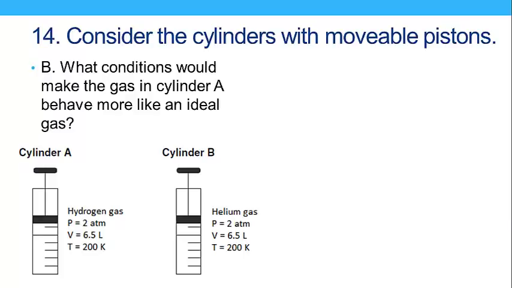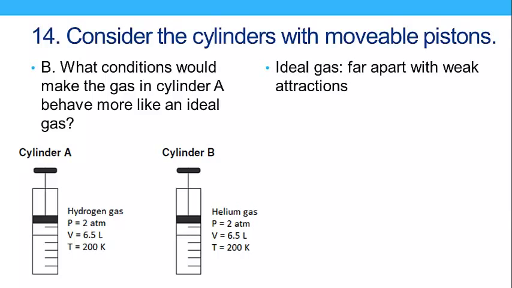What conditions would make the gas in cylinder A behave more like an ideal gas? In an ideal gas, the particles are going to be very far apart with weak attractions. So anything that I can do to move these hydrogen particles far away from each other and reduce the attraction they feel to one another is going to make it behave more ideal.